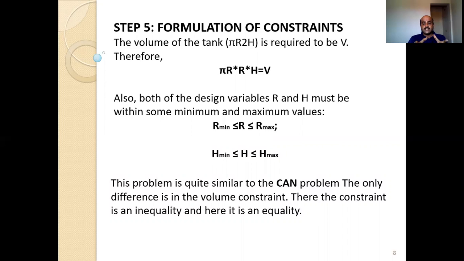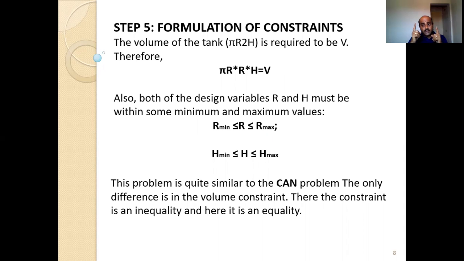So please note these things. It's very important for you. Both the design variables R and H must be within some minimum and maximum values, and H should be minimum. This problem is quite similar to the can problem. The only difference is in the volume constraint: there the constraint is an inequality and here it is an equality. Look at those two differences. There we used an inequality constraint, here we have an equality constraint for the volume of the tank.